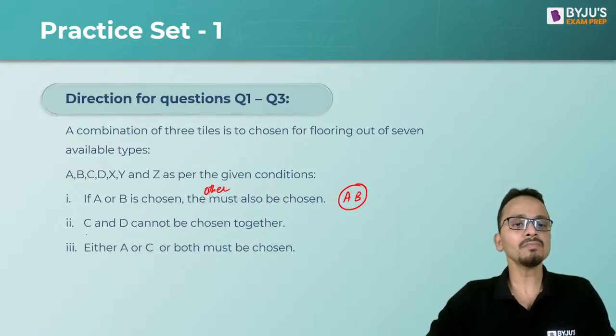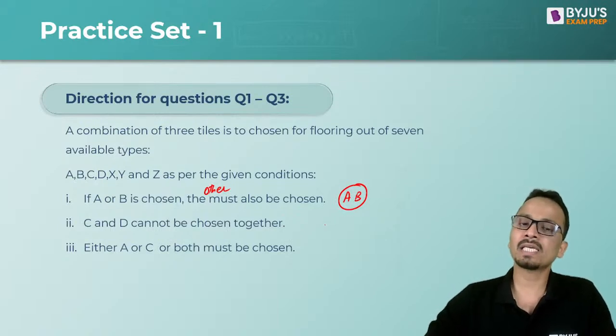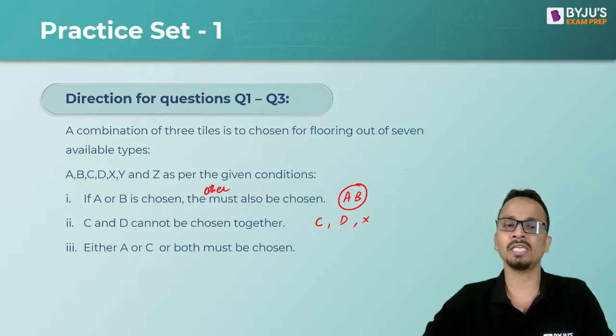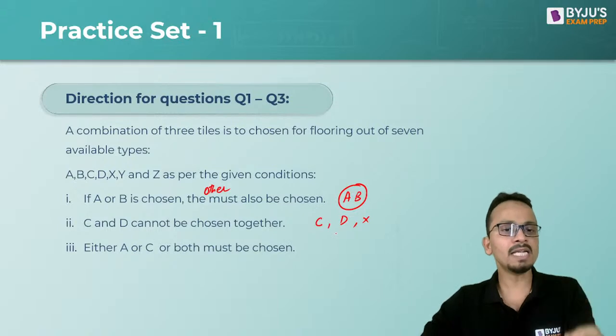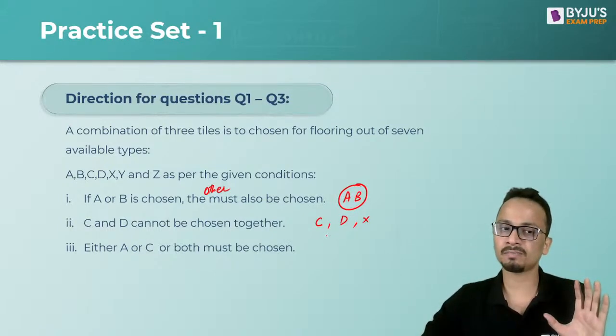Second statement, C and D cannot be chosen together. So इन दोनों को एक साथ सेलेक्ट नहीं कर सकते. तो या तो सिर्फ C होगा या फिर D होगा या इन दोनों में से कोई भी सेलेक्ट नहीं होगा. So C and D cannot be selected together.